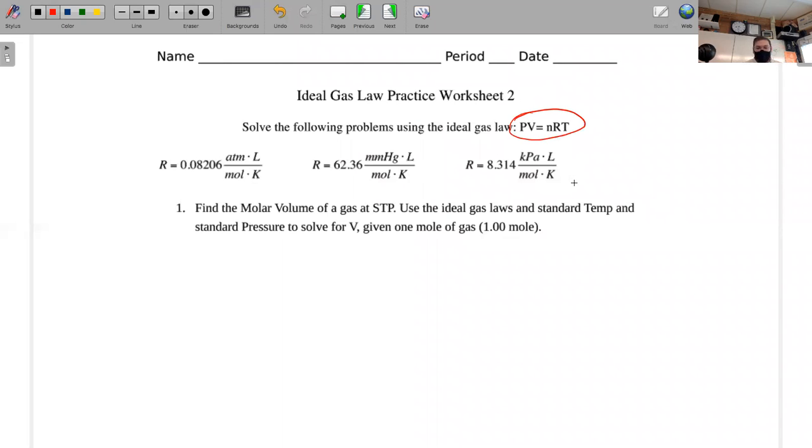PV equals nRT. And there are values for R, the ideal gas constant, depending upon which unit the pressure is in. So we want to find the molar volume, or the volume of gas at STP. Use the ideal gas law at standard temperature and standard pressure.